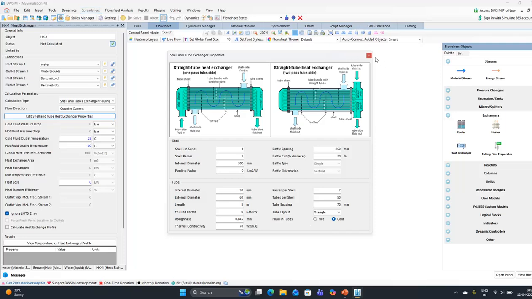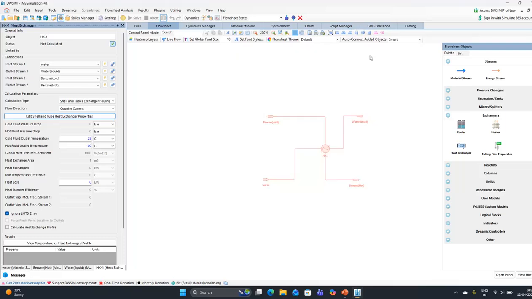So choose the default setting of the shell and tube heat exchanger. But now you need to know, remove this, press the solve button. Okay.